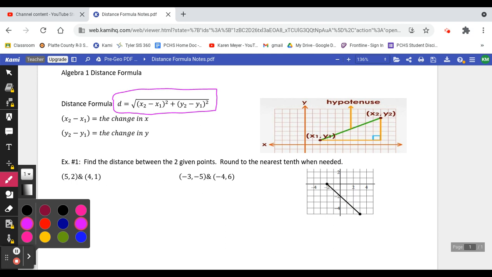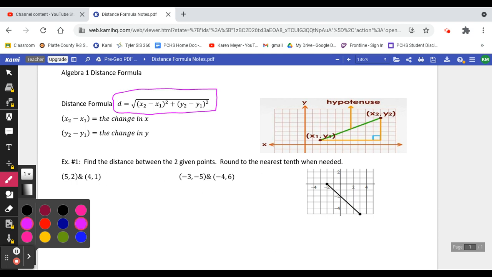Okay, the distance formula is set up because with diagonal lines, you just can't count the spaces. Horizontal lines and vertical lines, you could just count the boxes between the two dots. But it does not work that way for the diagonal line. Okay, so that's why they came up with the distance formula.